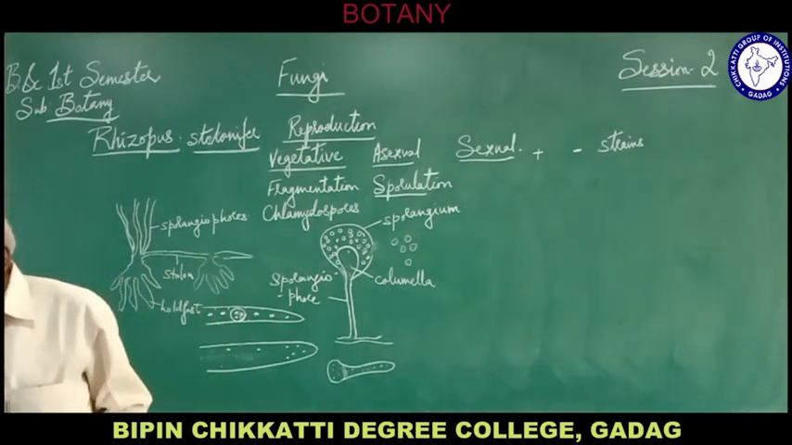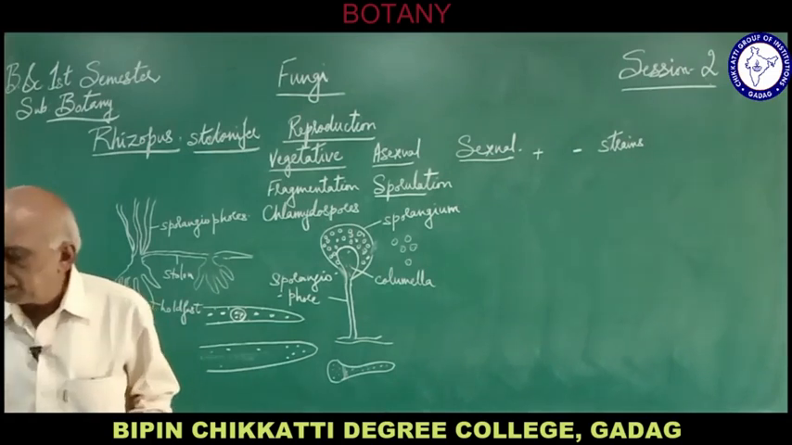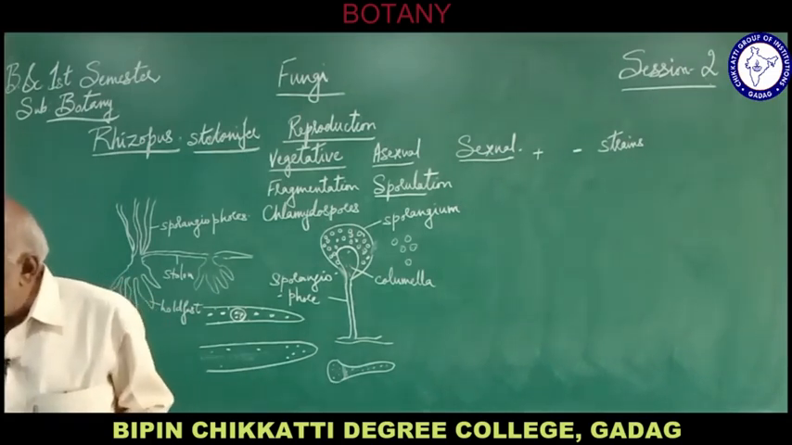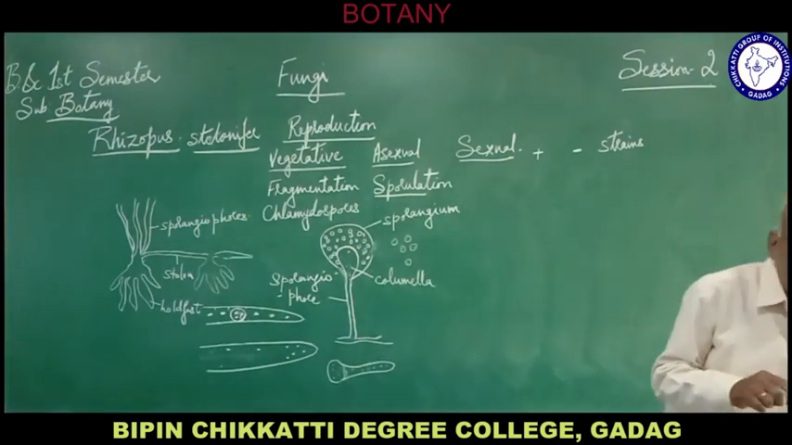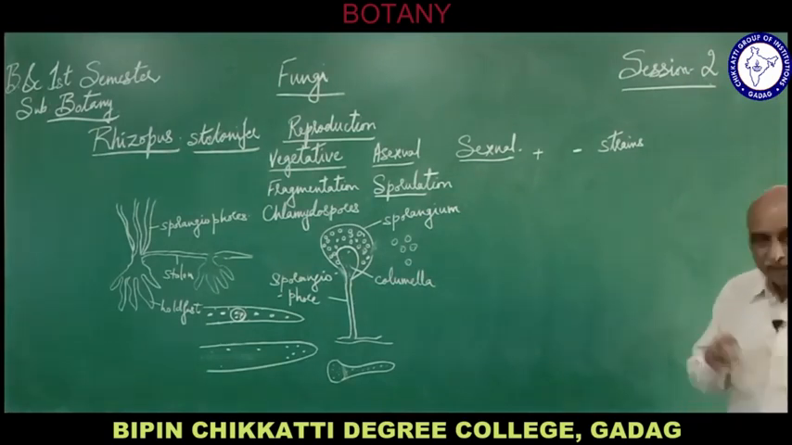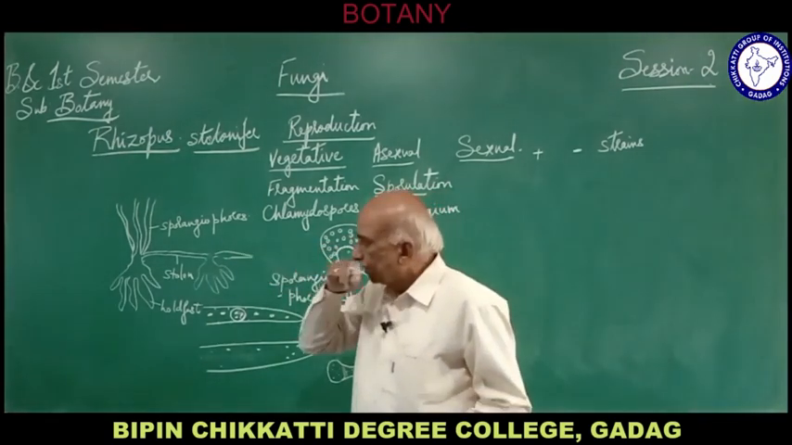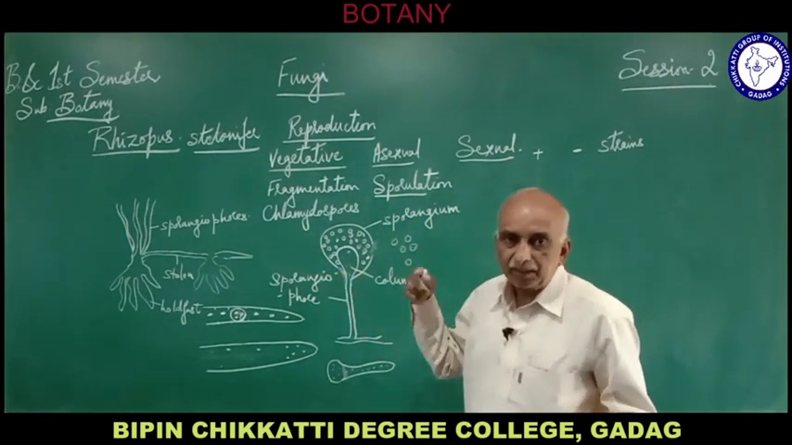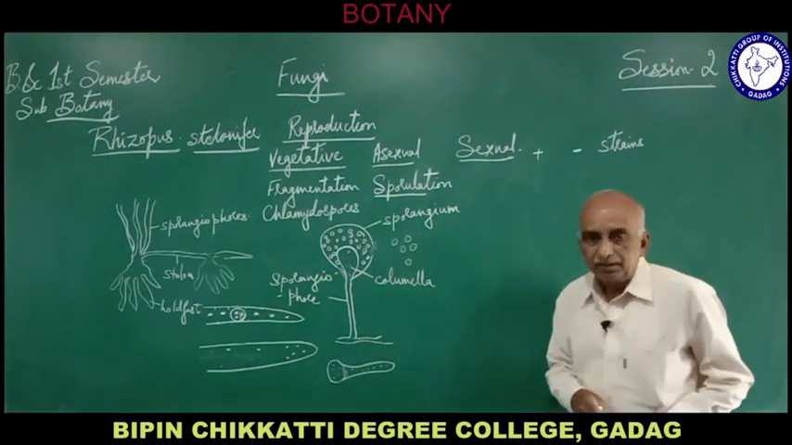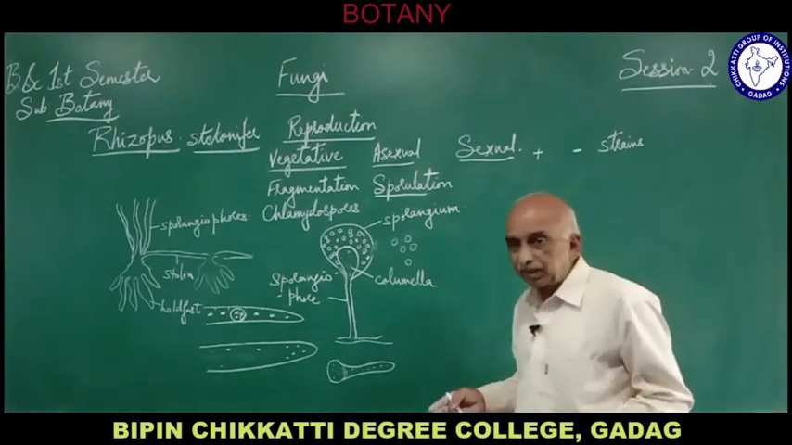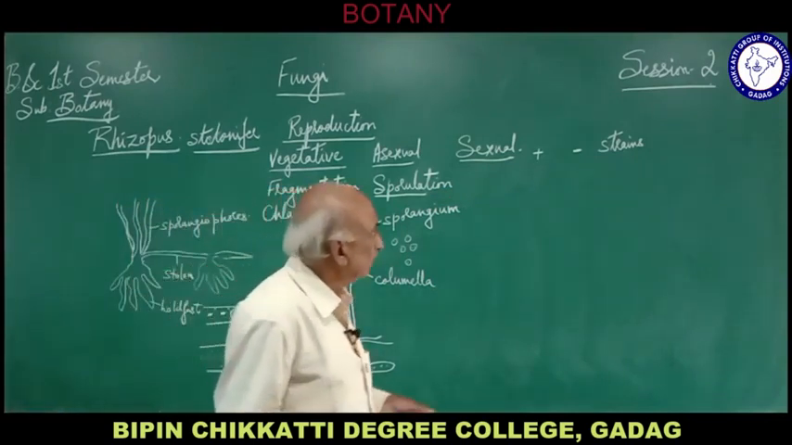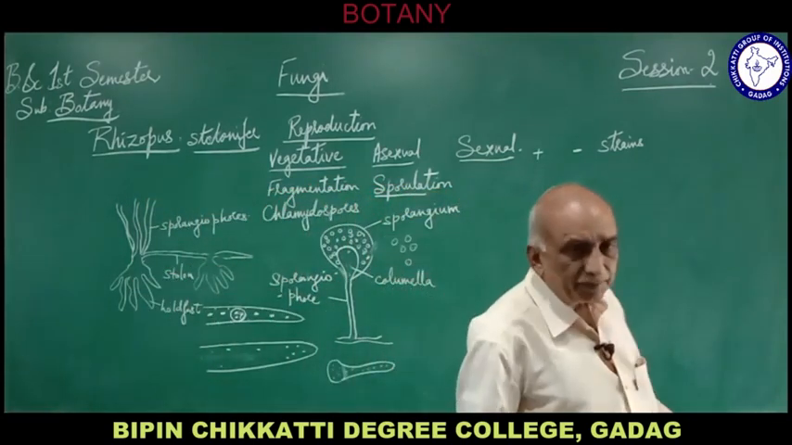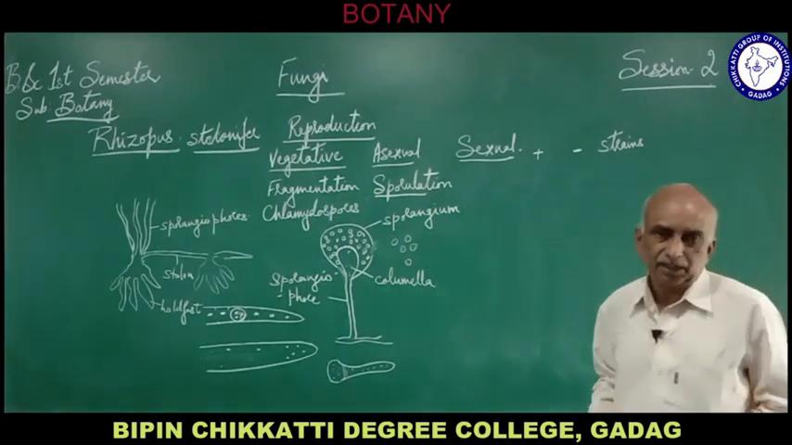So this sexual reproduction may be homothallic or heterothallic. That means within the same mycelium there may be plus and minus types, certain branches of plus type and certain of minus type: homothallic. Now if the plus and minus strains belong to different thalli, it is heterothallic. So in Rhizopus, some are homothallic and some are heterothallic.